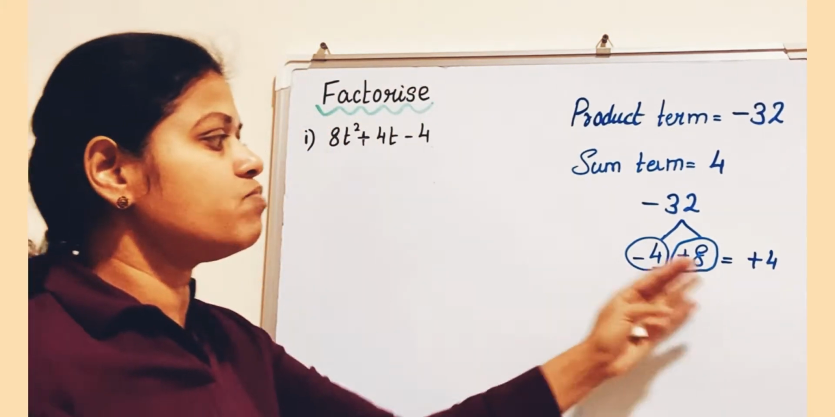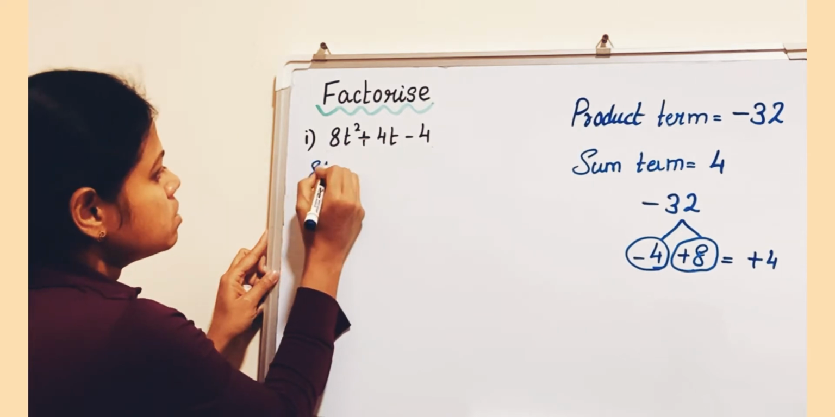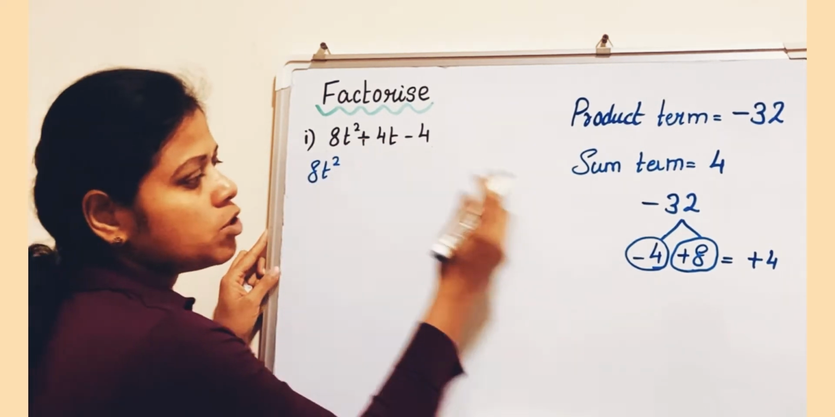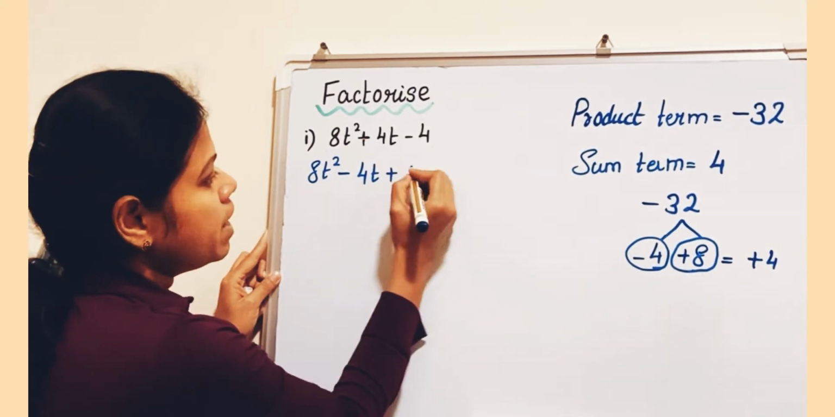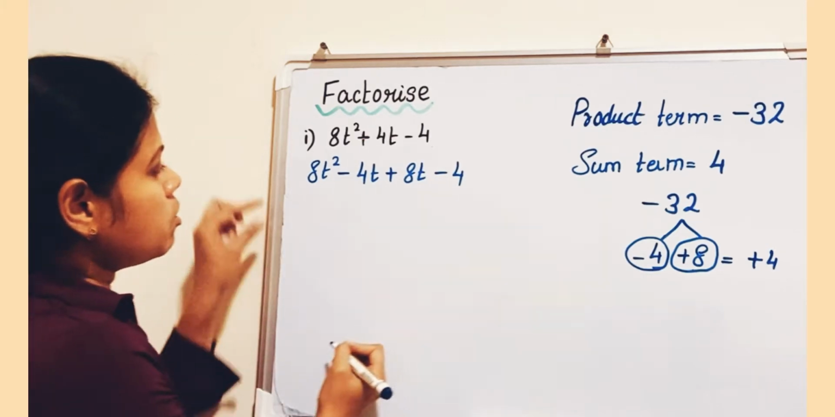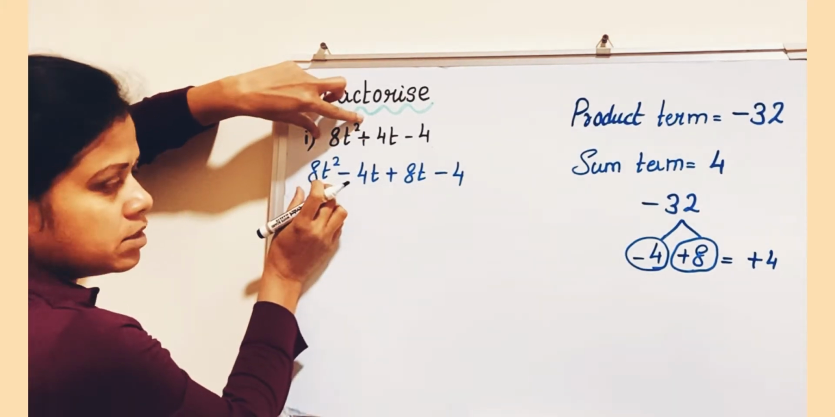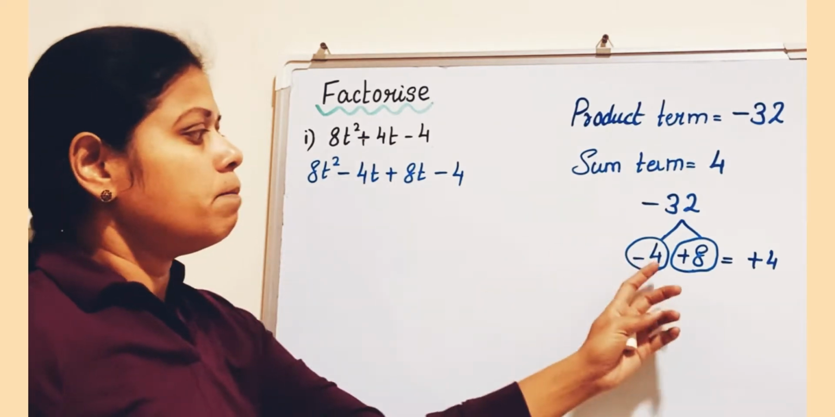You have to take these factors and let's split the middle term. This 8t square, and instead of this 4t, you have to write this one. Minus 4t plus 8t. Then the constant will be same. The t square term and the constant term will be same. Only the middle term will be split by the factors.